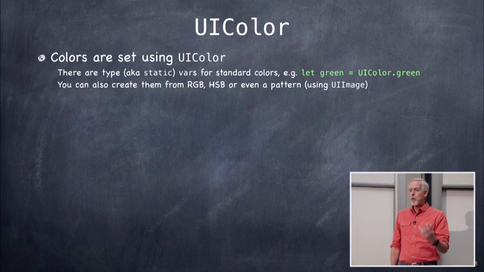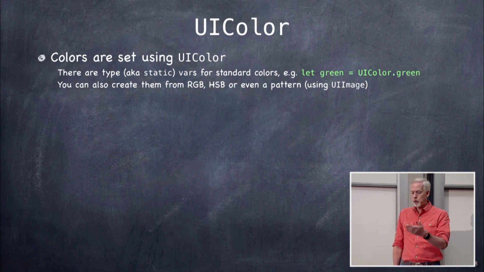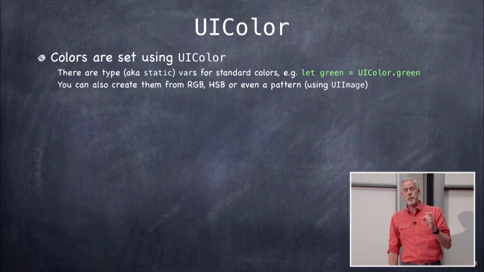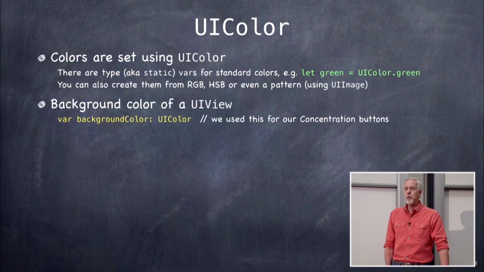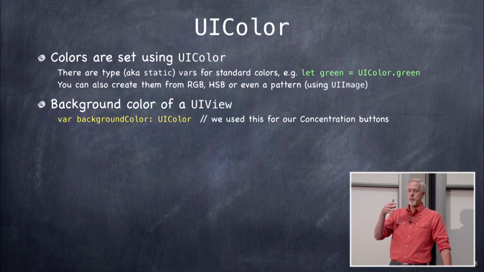We know a lot of ways to create colors, color literals, also these static functions I mentioned. You can also create them with initializers that take RGB values, or HSB, which is hue, saturation, and brightness, or even a pattern. Okay, you can create a color that's actually a pattern, some image that's repeated, which is kind of cool. And we also know that views have a background color, right? We set the background color of our base view in Concentration to be black. We set the background color of our buttons to be orange, so there's a var for that, of course, in view.